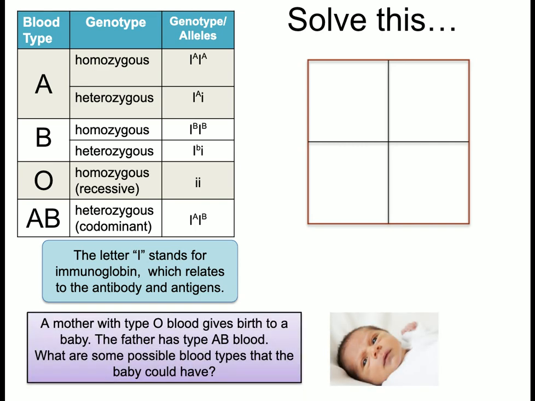A mother with type O blood gives birth to a baby. The father is type AB blood. What are the possible blood types the baby could have? Since we know she's type O, that's recessive. We know she's two O's. She's just going to be ii.